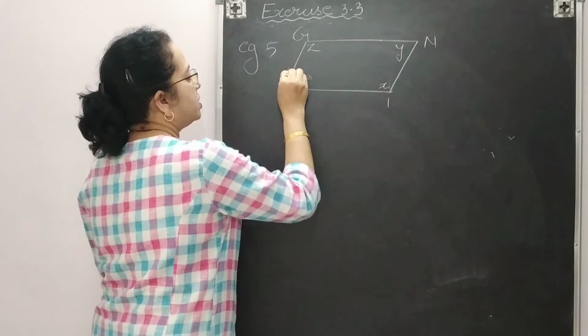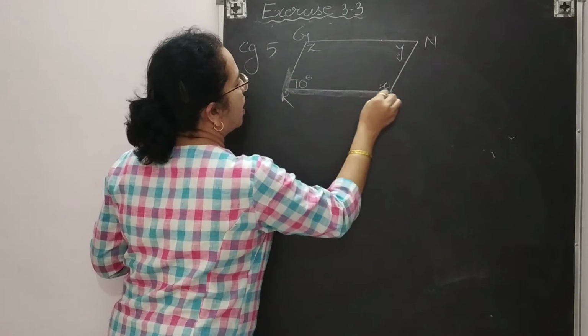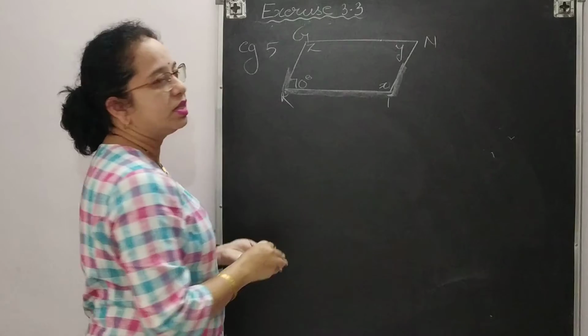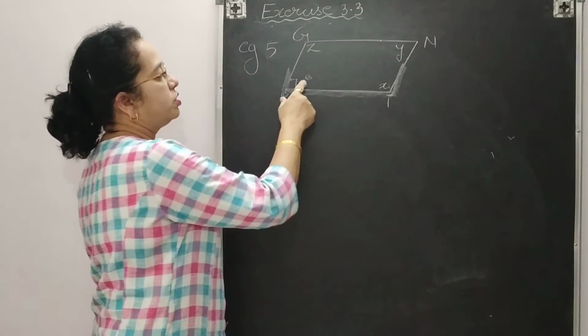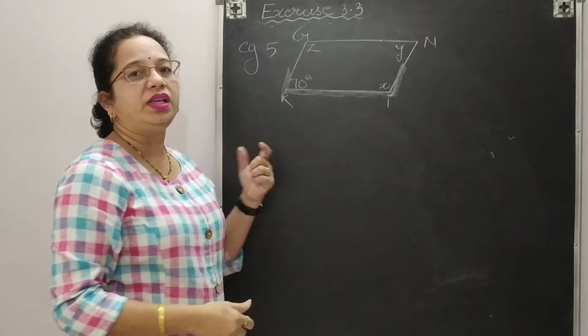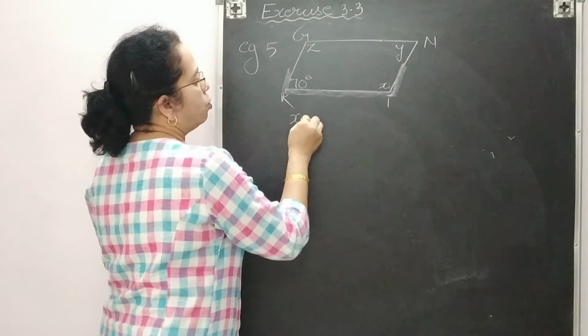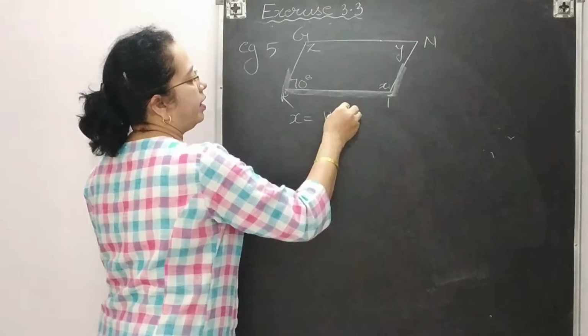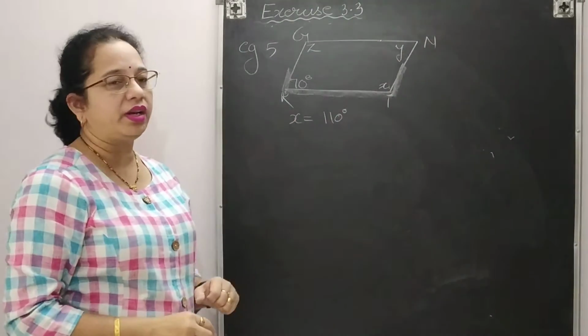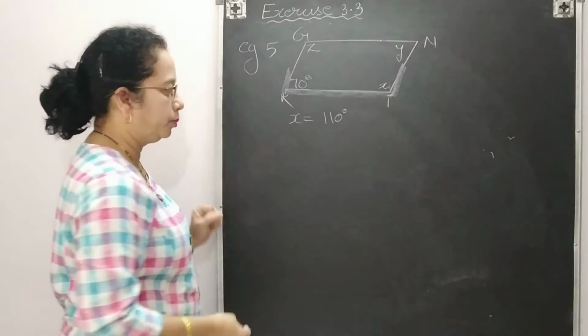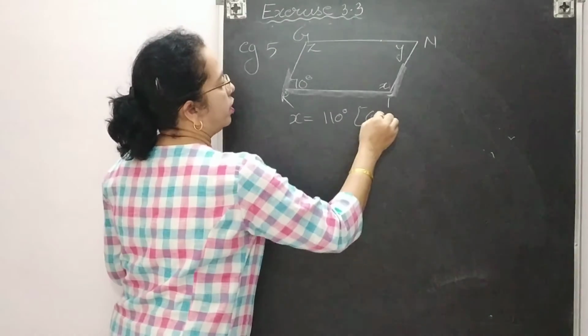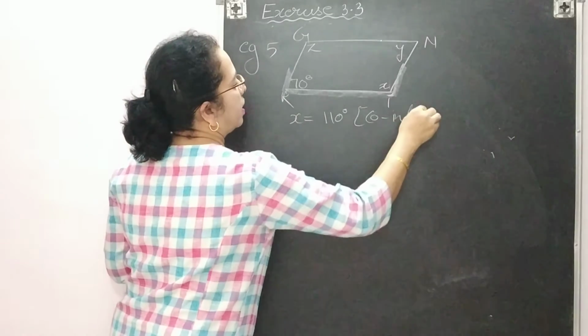So again you can see that in a parallelogram opposite sides are parallel. So these are the co-interior angles. So 70 plus x will give you 180 degrees. So the value of x will be 110. After solving the equation, you will get x is equal to 110. Okay. The reason will be co-interior angles.